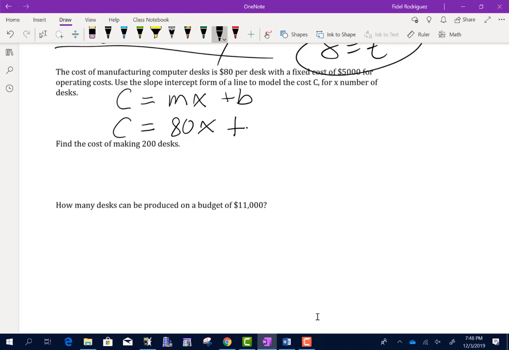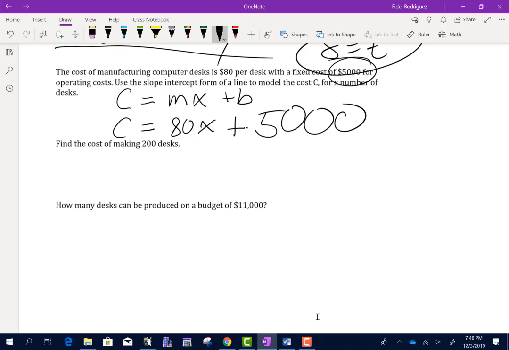Fixed cost, guys, the fixed cost is like, no matter how many desks we make, we still got to pay the light bill. We still got to pay the rent. We still got to pay the water bill. How much is that in this case here? The 5,000, right? That's our B. Very good. That's our B. So there's my equation, right? C equals 80x plus 5,000, right? So the 5,000, again, that's like your rent. That's like your power. That's your water bill, all that kind of stuff, right?